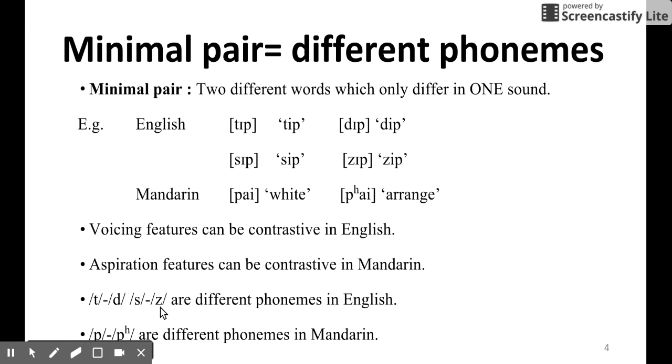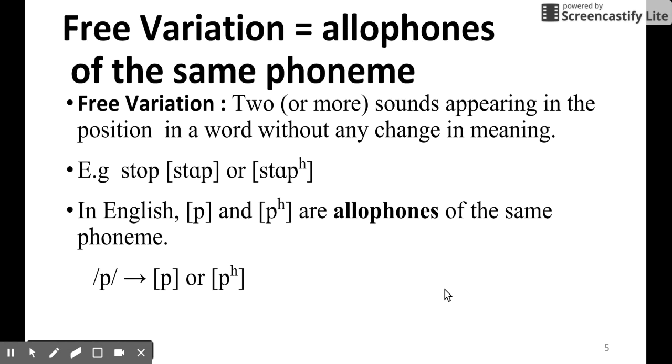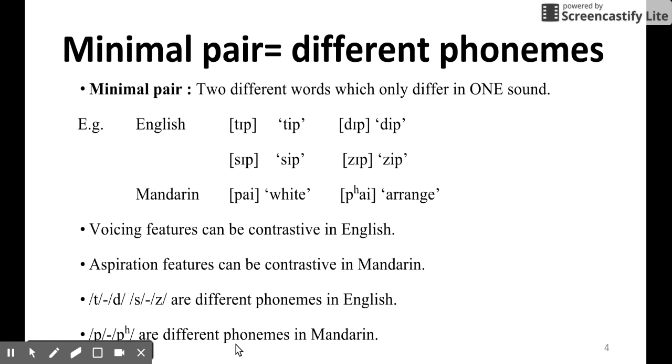So t, d, s, z are different phonemes in English, and b and p. These two sounds are different phonemes in Mandarin. Okay.